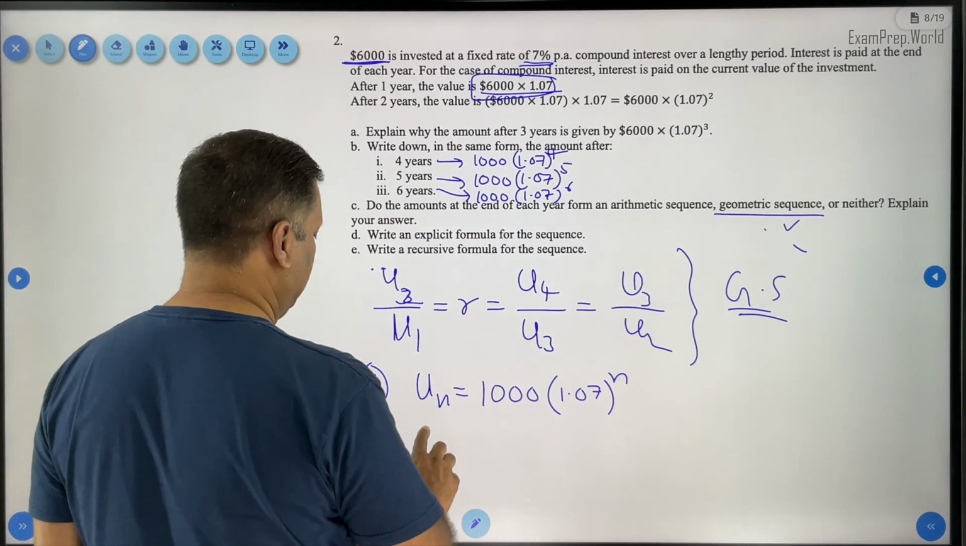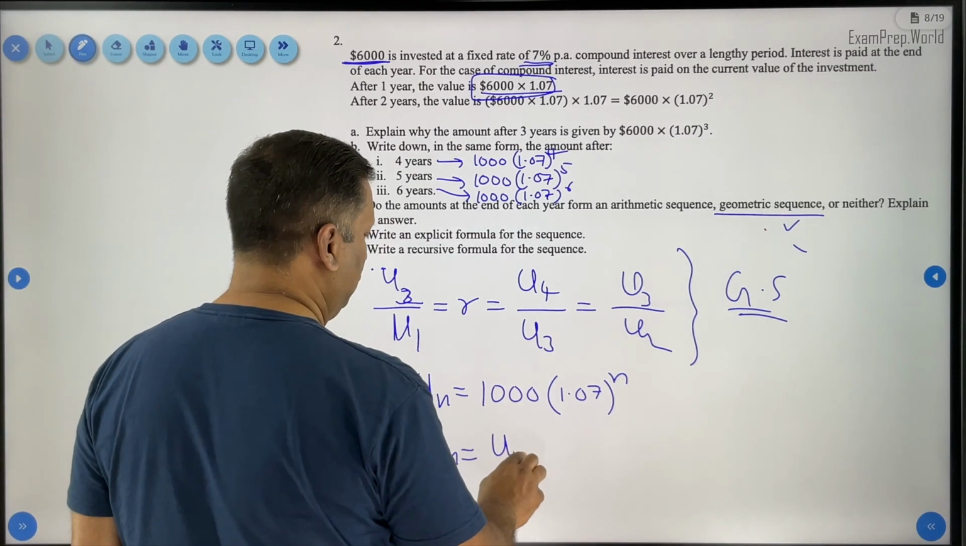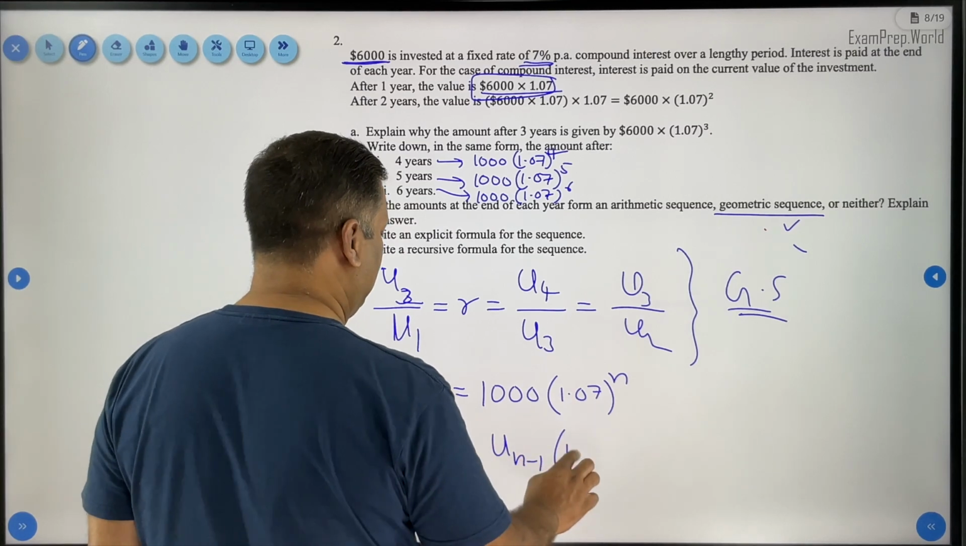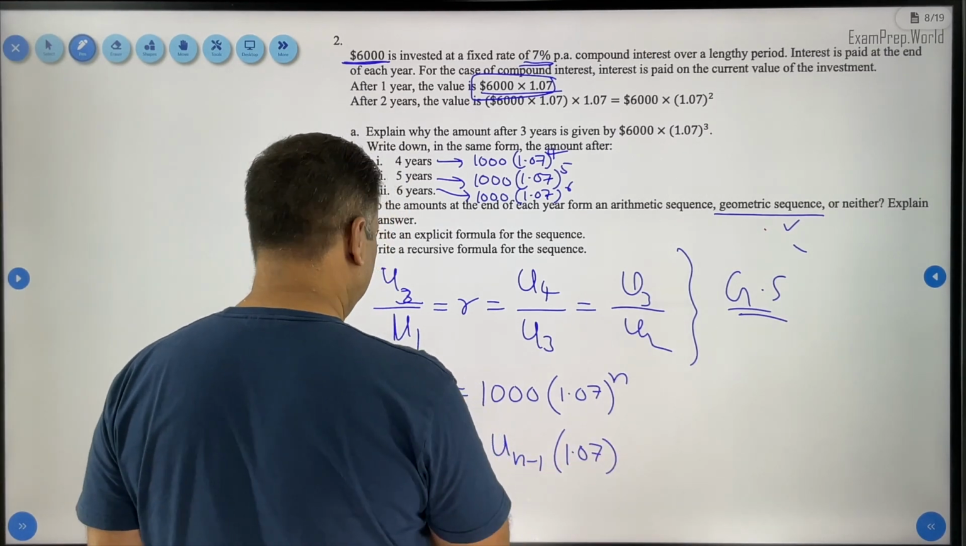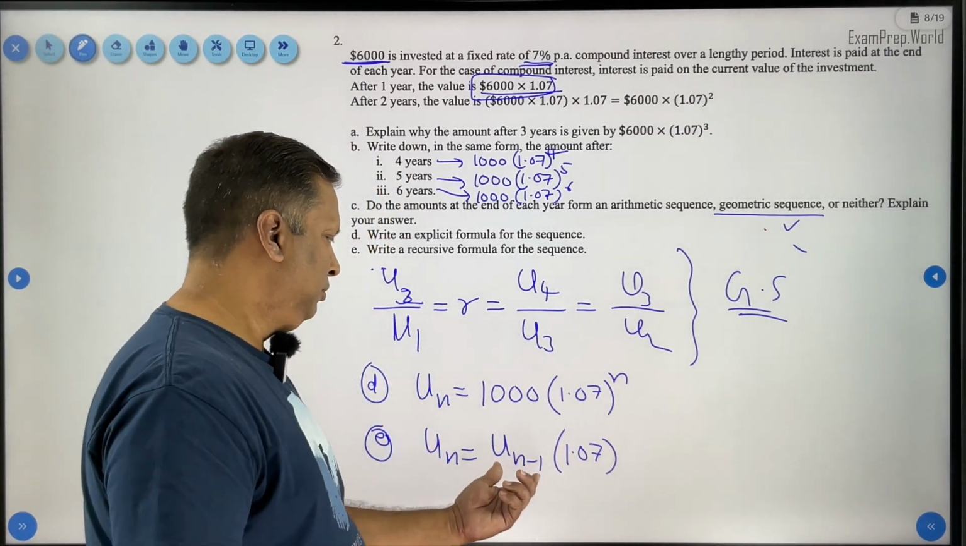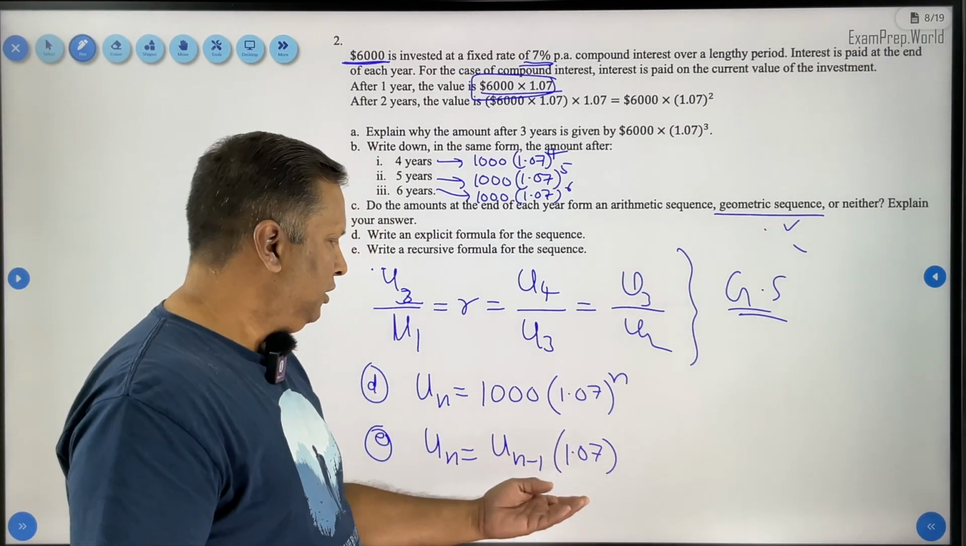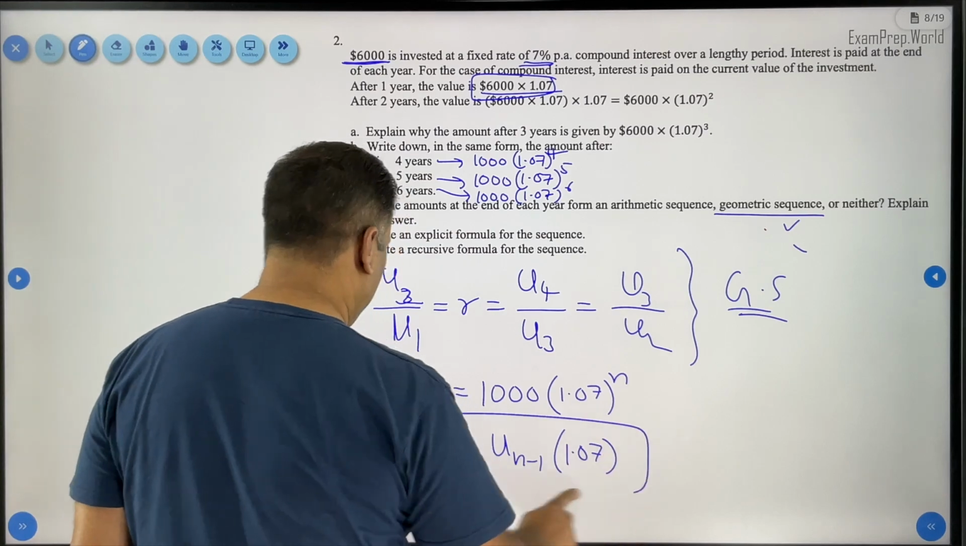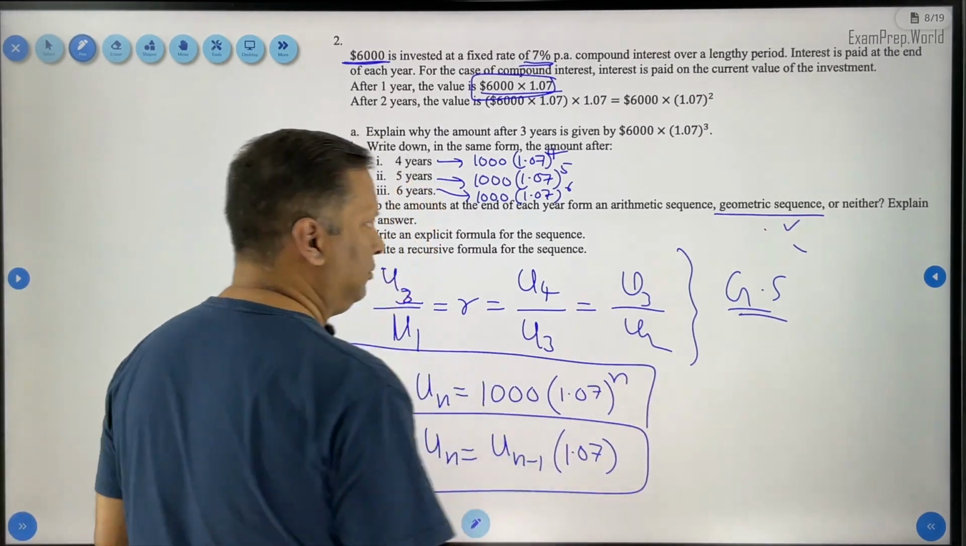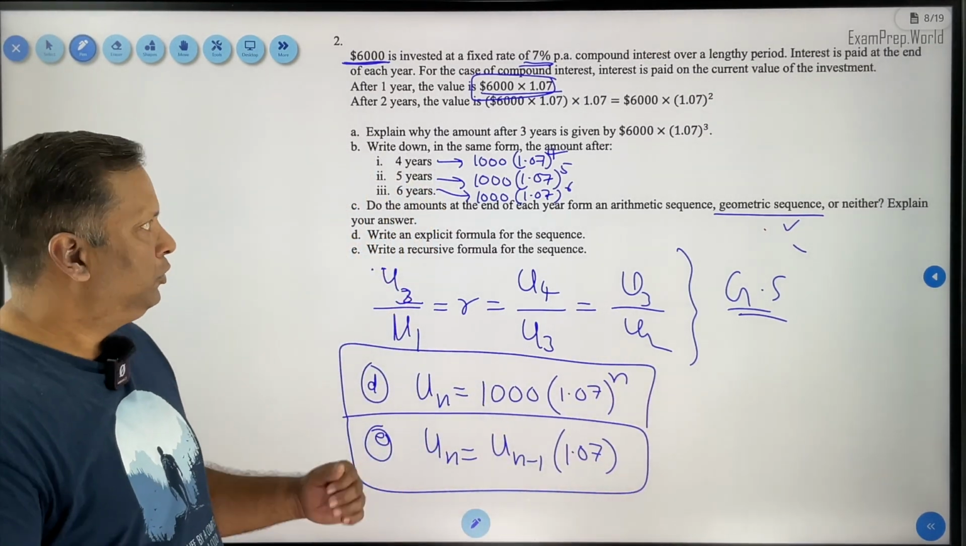Un is equal to U n minus 1, the previous term, times 1.07. Any term is the previous term multiplied by 1.07. That is the recursive formula. Okay. So both formulas are written. With this, we come to the end of this question.